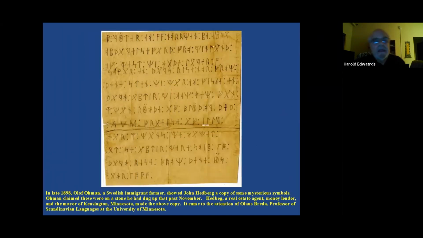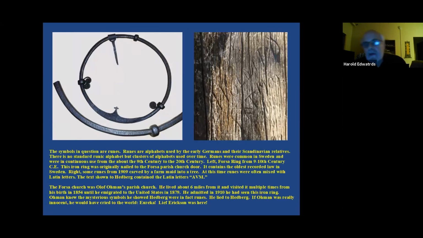In late 1898, Olaf Ohman, a Swedish immigrant farmer, showed John Hedberg a copy of some mysterious symbols on a piece of paper. Hedberg was the mayor of Kensington, and he was a real estate dealer and moneylender. Hedberg made a copy of these strange symbols, and they were sent to Olaus Breda, a professor of Scandinavian languages at the University of Minnesota. These symbols are called runes, and runes are simply alphabets that were used by the early Germans and their Scandinavian relatives. Runes were used in Sweden from about the 9th century until the early 20th century.